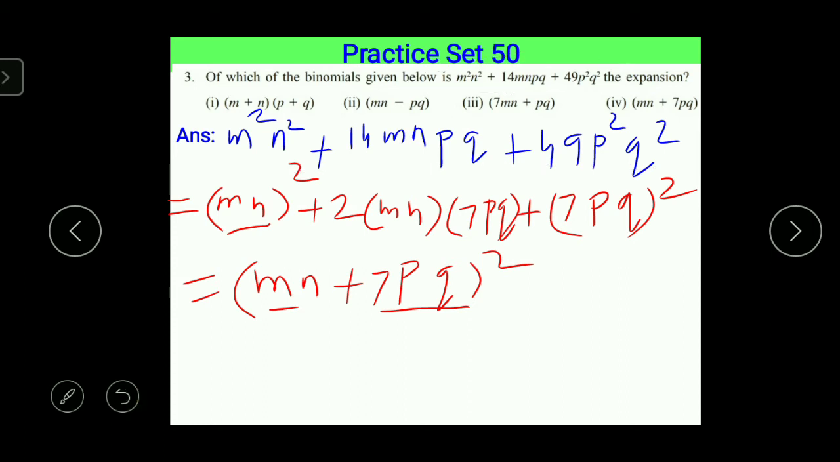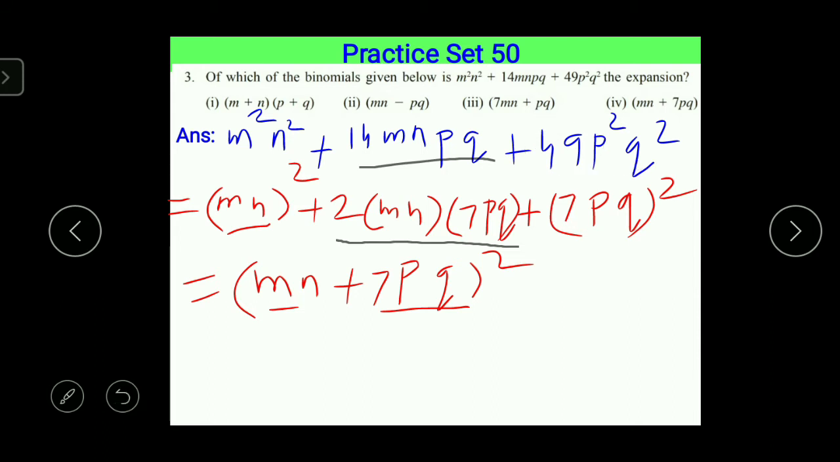Now what I'll do, students: here m² is there, n² is there, both squares are there. Instead of writing both squares, I'll write together (mn)². Now I'll leave the middle term. I'll not talk about the middle term right now. I'll focus on the last term. Now the last term is 49. 49 is nothing but the square of 7. And p² is there, q² is there. So all together I'll write (7pq)².